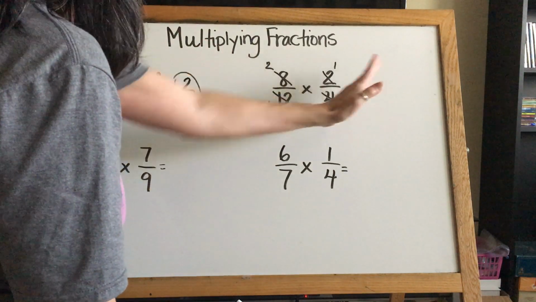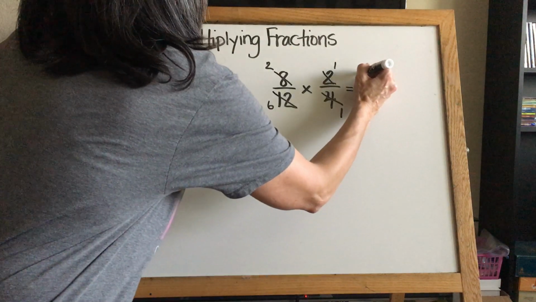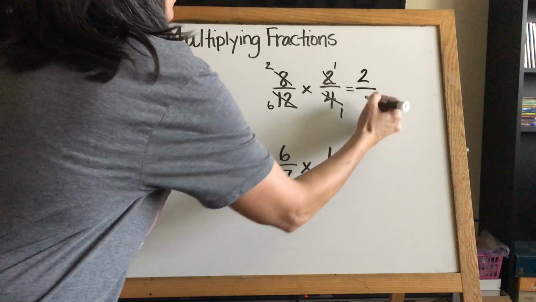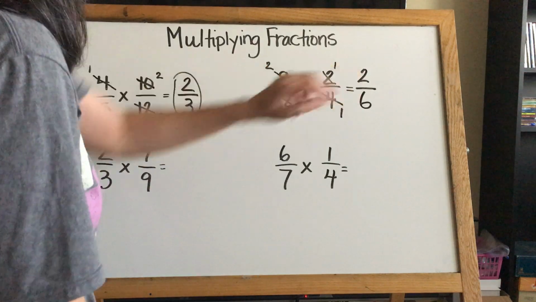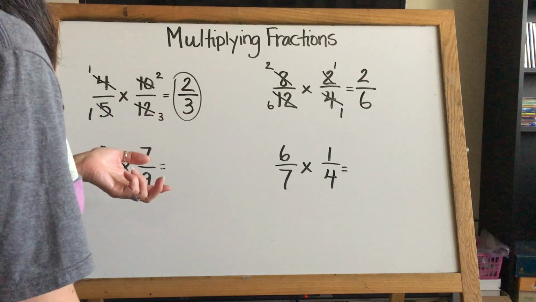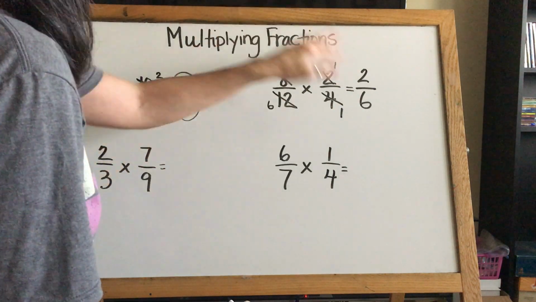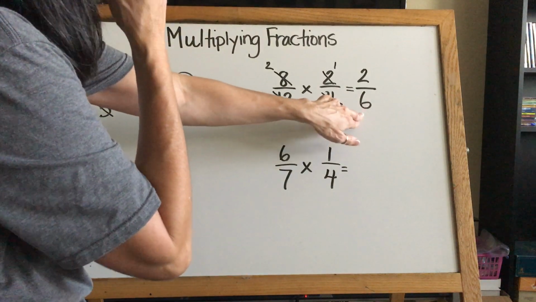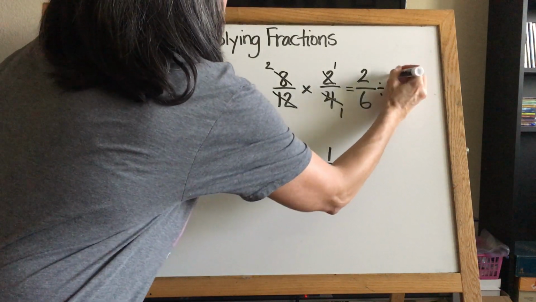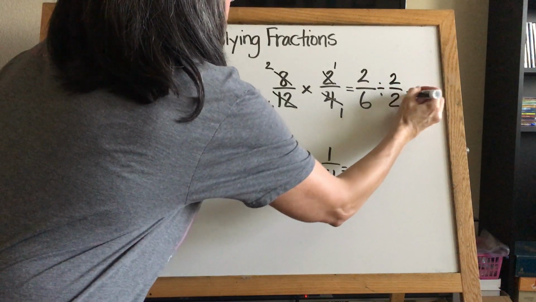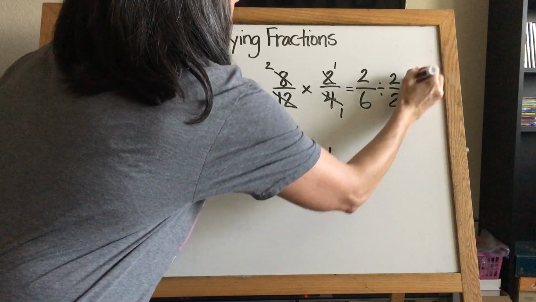Okay, we're going to multiply across. 2 times 1 is 2. 6 times 1 is 6. We're still going to have to reduce that with another super one of 2, but again, we're doing that now with a really small fraction, and we know that we can use 2 over 2, and we're still going to end up with 1/3.